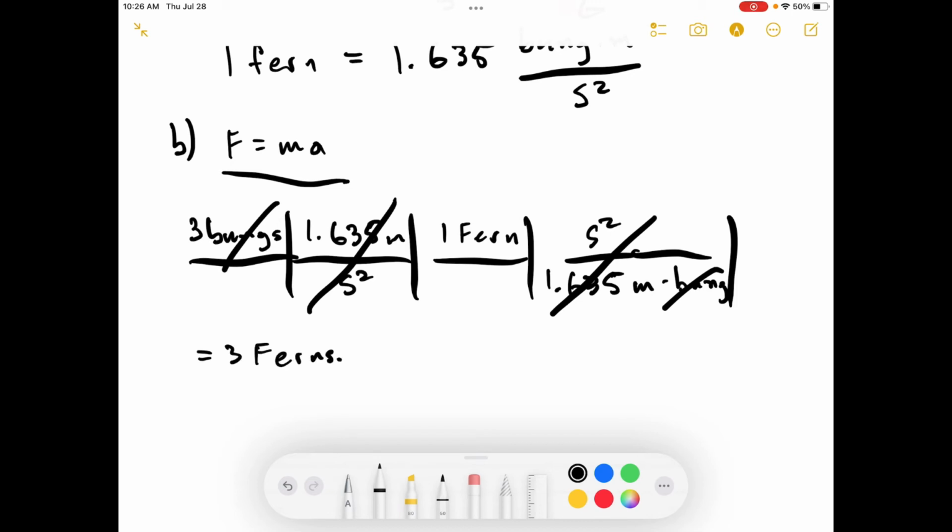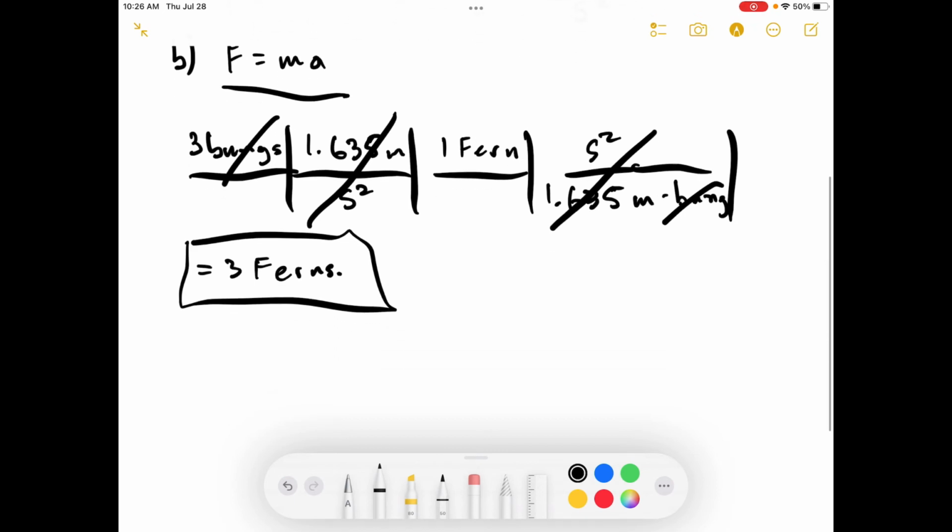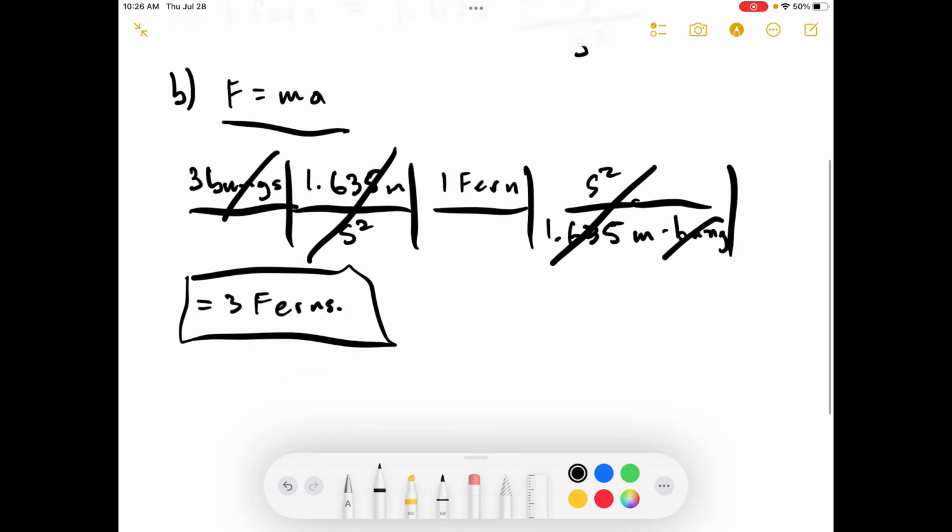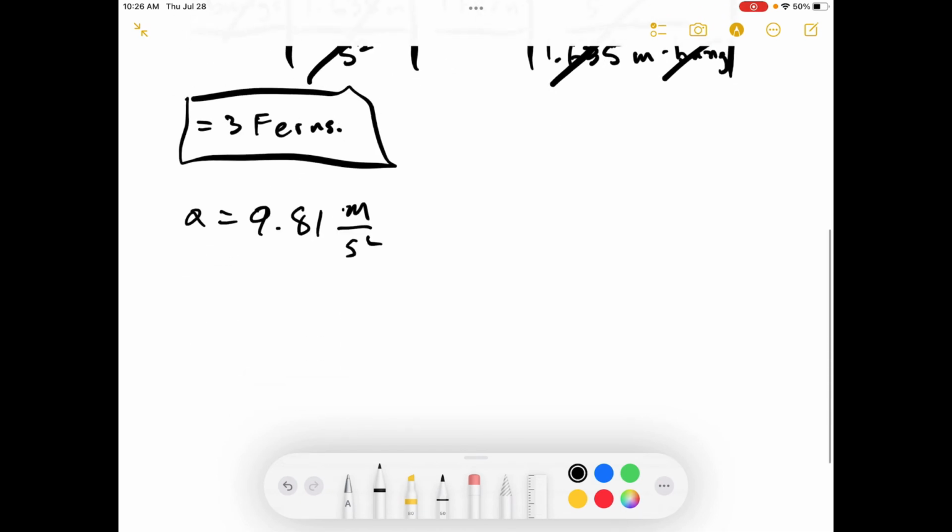Cool. So that's the first part, what it weighs on the moon. Then we do pretty much the same thing, except now we're on the Earth. So the acceleration becomes 9.81 meters per second squared. Okay, so let's do the same setup. We have 3 bungs. We have 1 fern.